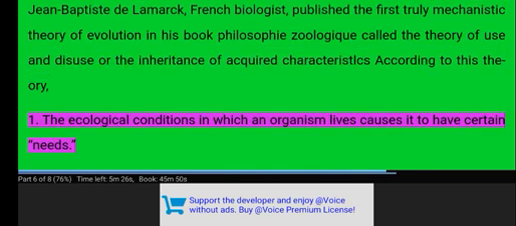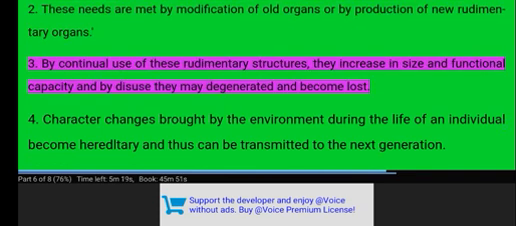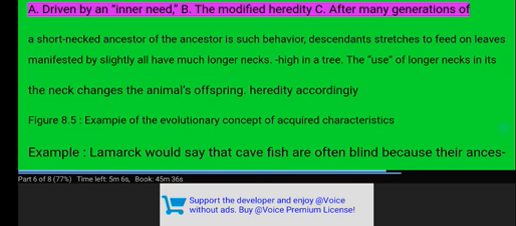1. The ecological conditions in which an organism lives cause it to have certain needs. 2. These needs are met by modification of old organs or by production of new rudimentary organs. 3. By continual use of these rudimentary structures, they increase in size and functional capacity, and by disuse they may degenerate and become lost. 4. Character changes brought by the environment during the life of an individual become hereditary and thus can be transmitted to the next generation.